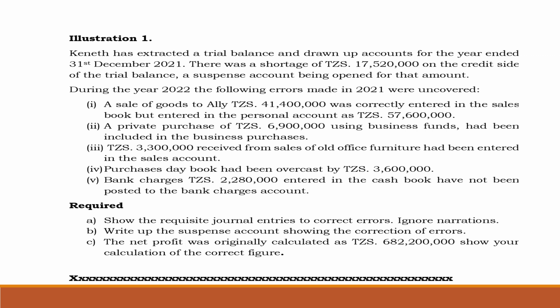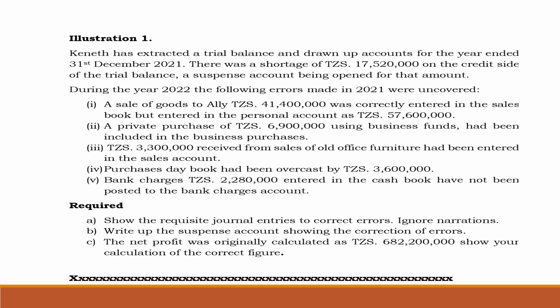Number 3, shillings 3,300,000 received from the sale of old office furniture had been entered in the sales account. So the correct amount was cash, but when it comes to where to credit, it went to the sales account. So it inflated the sales amount.